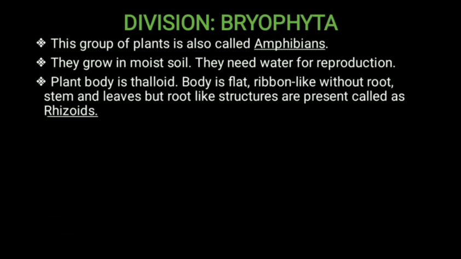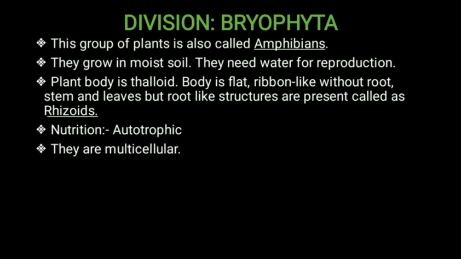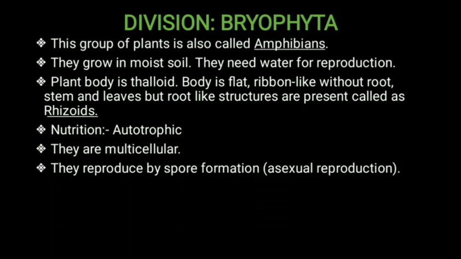The plant body is thalloid, which is a flat-like or ribbon-like body, without stem, root and leaves. And as I have told you already, roots are not present there, but root-like structures are present, which are called rhizoids. Then nutrition is autotrophic here. They are multicellular. They reproduce by spore formation. That is a type of asexual reproduction, children. So the asexual reproduction type is spore formation. Examples are Riccia and Funaria.